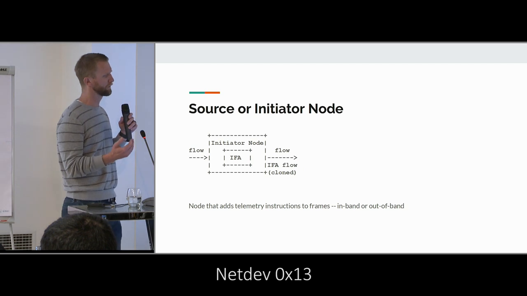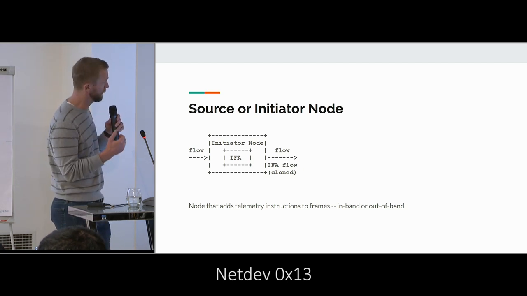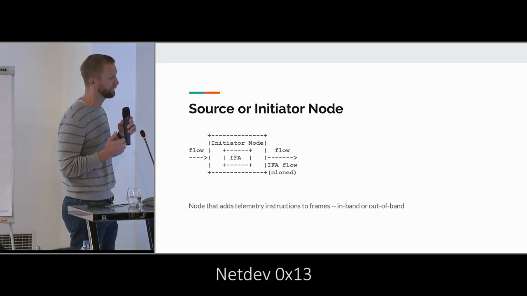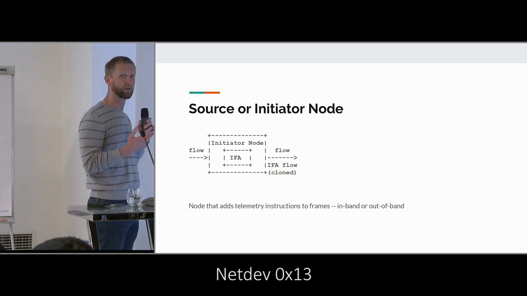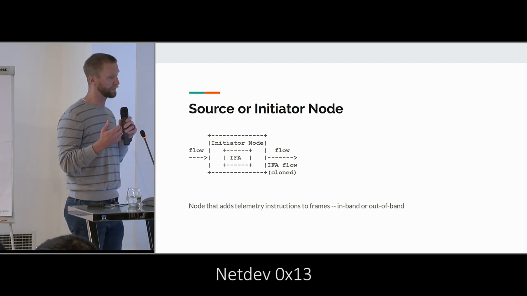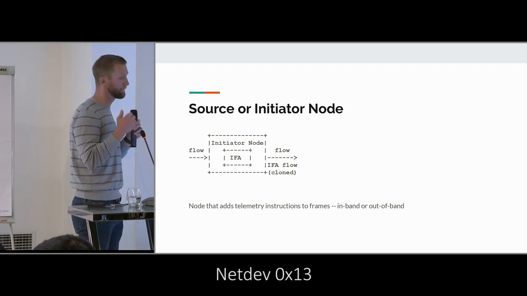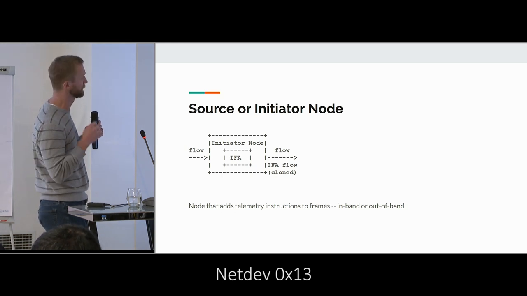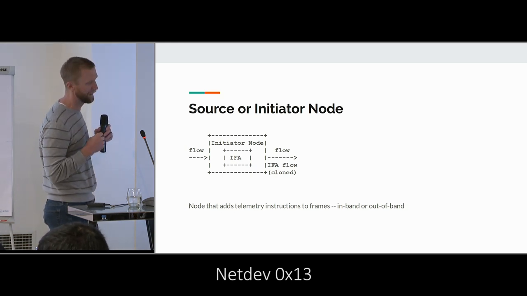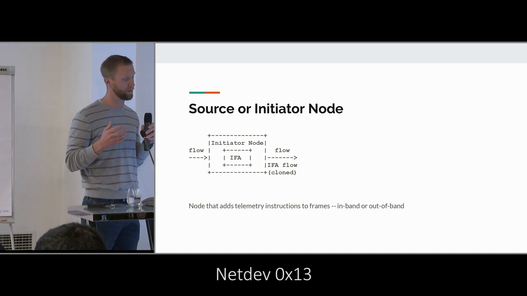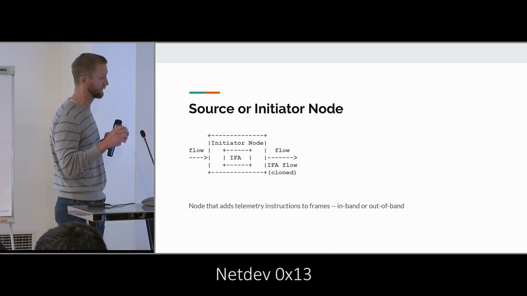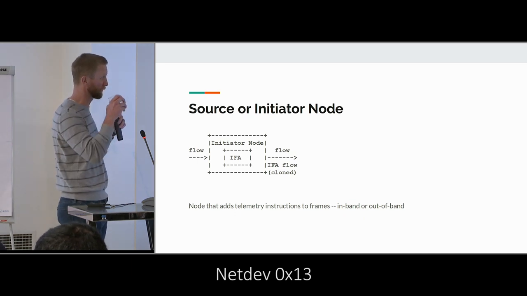So a flow comes into an initiator node. This initiator node notes that it is one it cares about. In this case, we're going to talk about an IFA flow that's cloned. So we're not doing the traffic, we're not doing it in situ. We're actually cloning it. And this IFA initiator node is going to add the telemetry instructions. So this is something configured by your data center administrator, your IFA administrator. Again, could be in band, could be out of band. In this particular example, I have drawn it as out of band, so cloned.